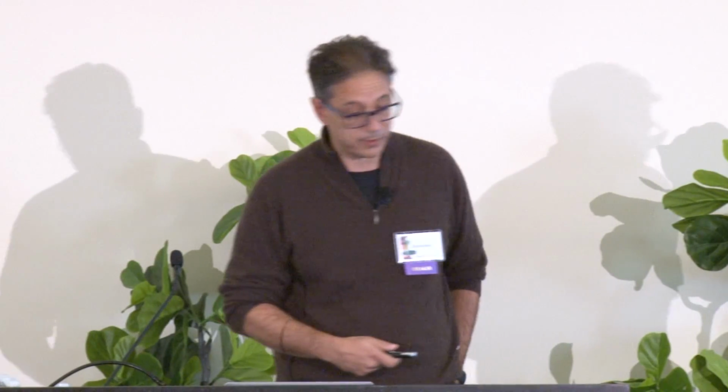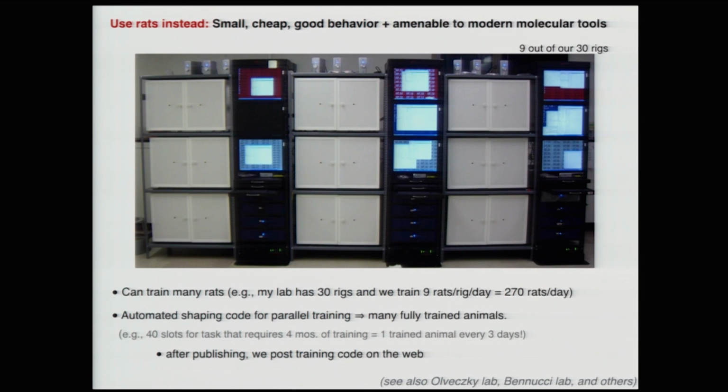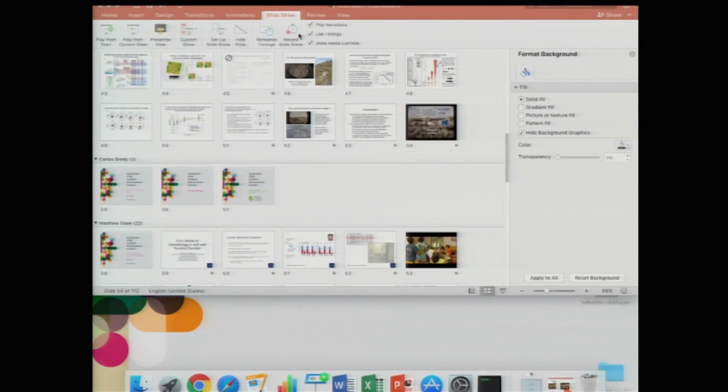to modern molecular tools. So this is a picture of one of the walls in the behavior room in my lab, showing you 9 out of 30 rigs that we have in the lab total. This is a computer rack, so a person is about that tall. And we have technicians that move the rats around. And in each of the rigs, we train 9 shifts per day, so we train 9 rats per rig per day. So in total, we're training about 270 individual rats every day.